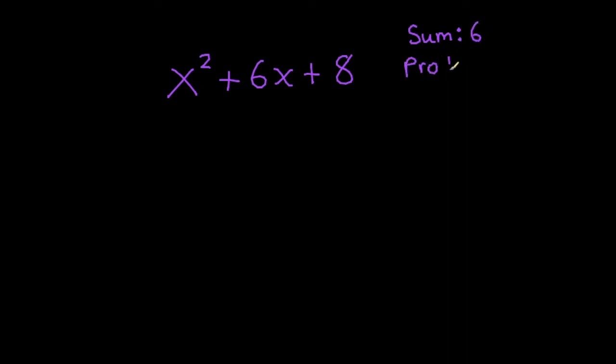And let's practice with an example. So x squared plus 6x plus 8. Let's say we want to factorize this expression. Alright, so we need two numbers that add up to 6 and also multiply to 8. Okay, so let me write that up here. The sum of those two numbers must be 6, and their product must also be 8.